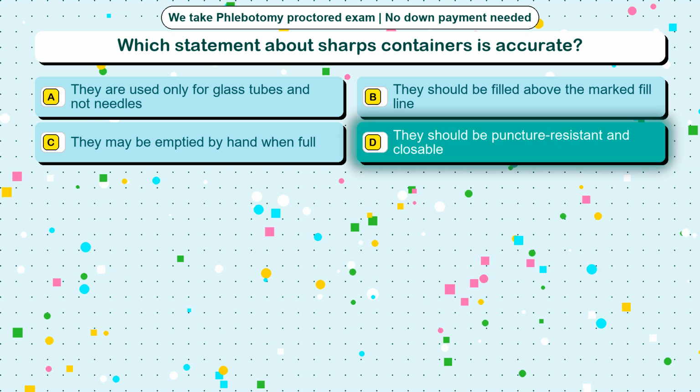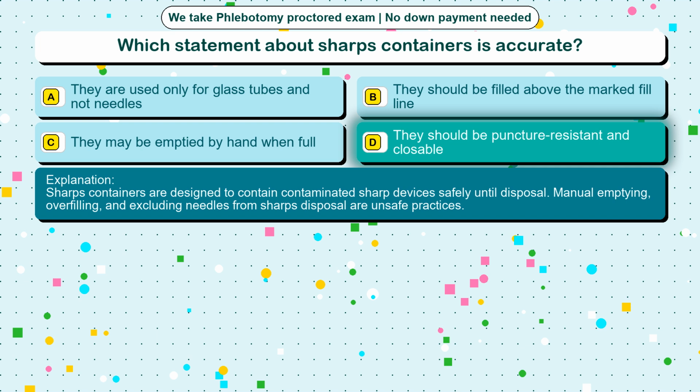The correct answer is option D. They should be puncture resistant and closable. Sharps containers are designed to contain contaminated sharp devices safely until disposal. Manual emptying, overfilling, and excluding needles from sharps disposal are unsafe practices.